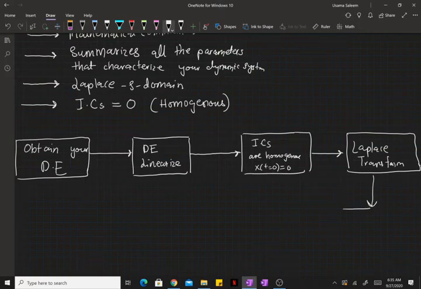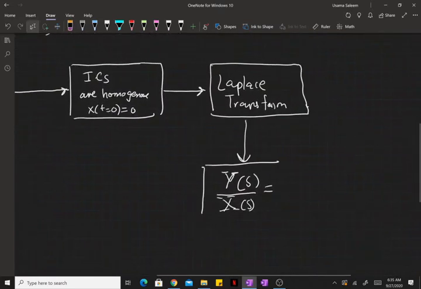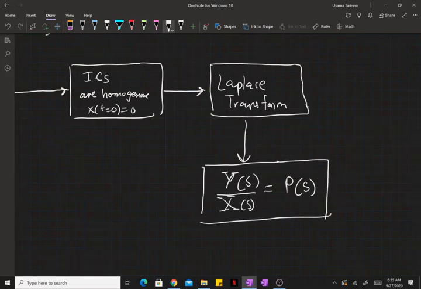Now, once you've taken the Laplace transform, you have to solve the algebraic equation to obtain the form output over the input on the left hand side, and a polynomial that is a function of s on the right hand side. And this right here is going to be your final step where you obtain your transfer function.